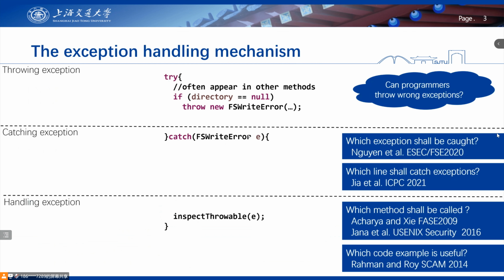Researchers have proposed various approaches to support catching and handling exceptions. For example, for catching exceptions, the FSE paper analyzes which exception shall be caught. The ASE paper analyzes which code line shall catch exceptions. For handling exceptions, the FSE paper and the security paper analyze which methods shall be called in the catch statement. Furthermore, the SCAN paper recommends code examples so programmers can better write handling code. However, bugs in thrown exceptions are rarely studied.